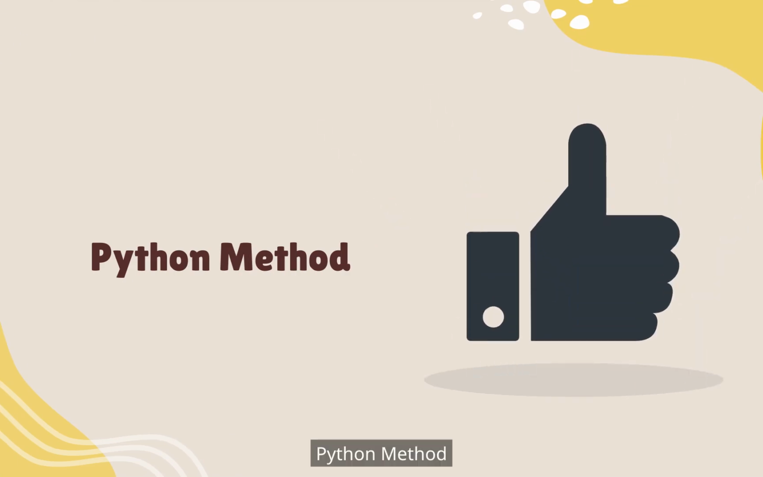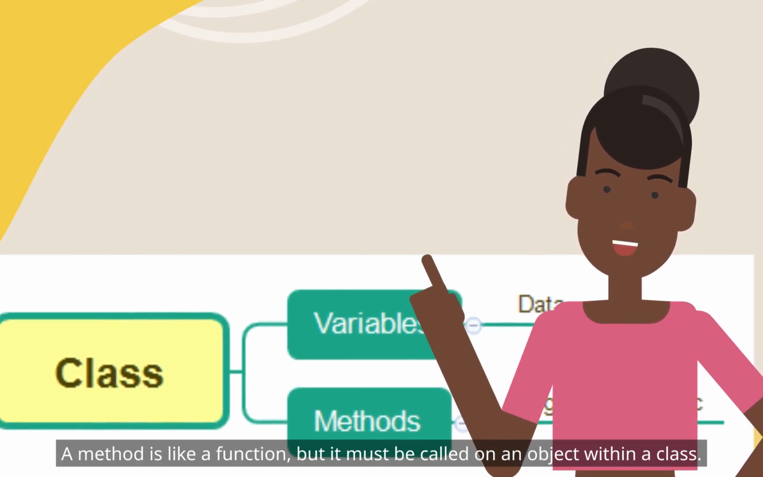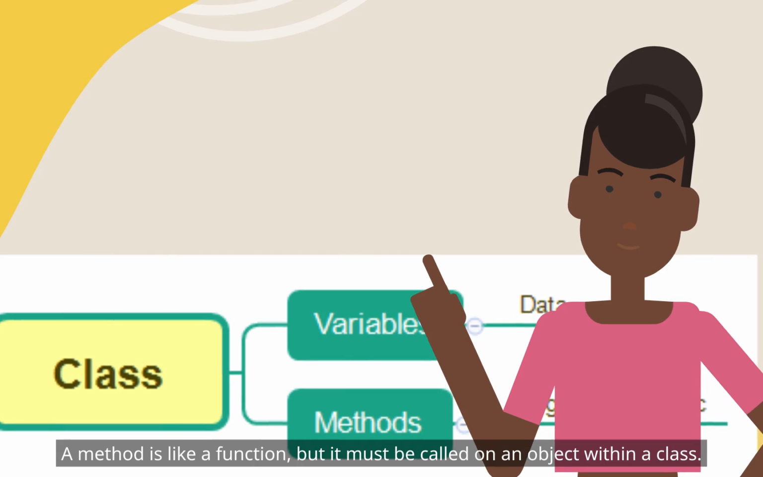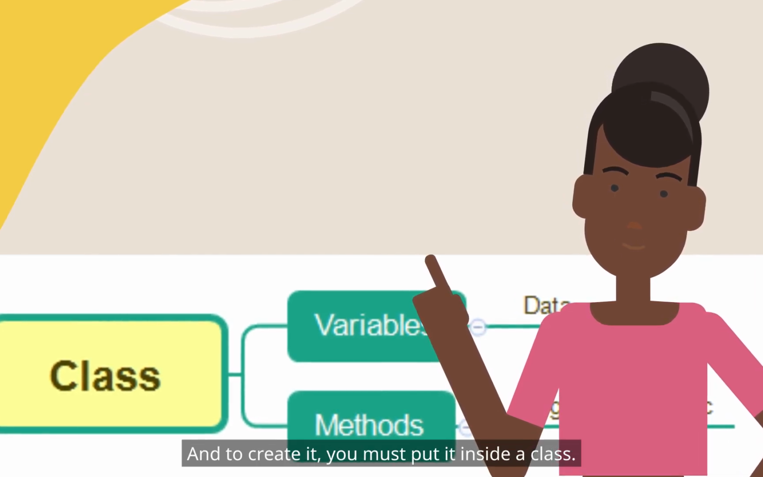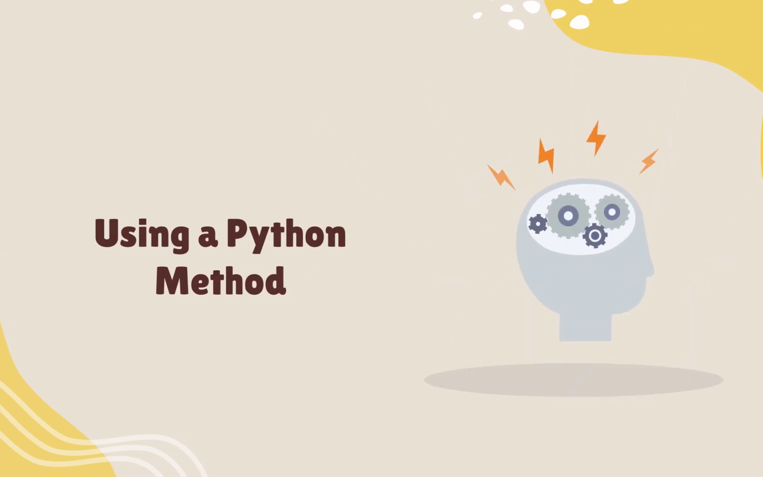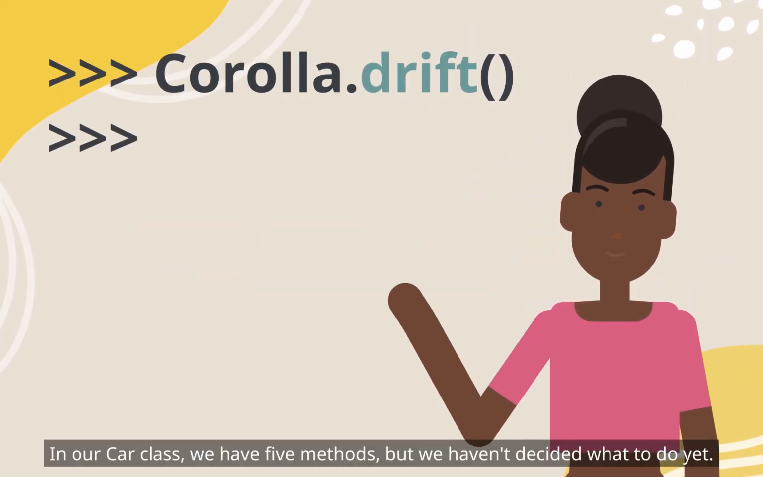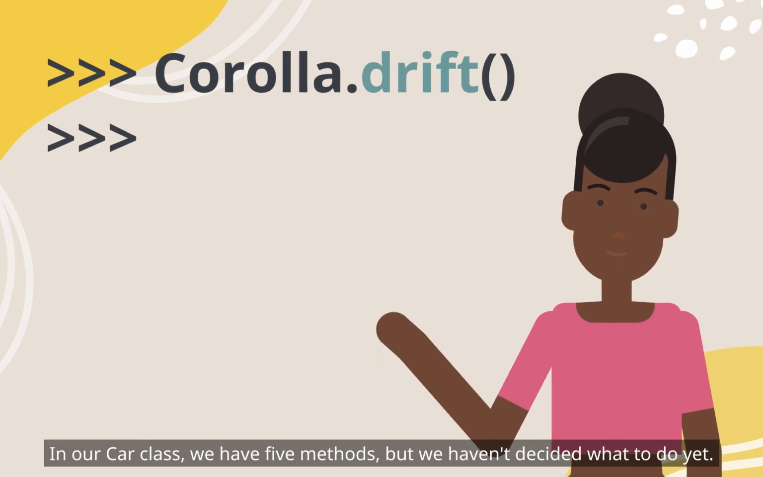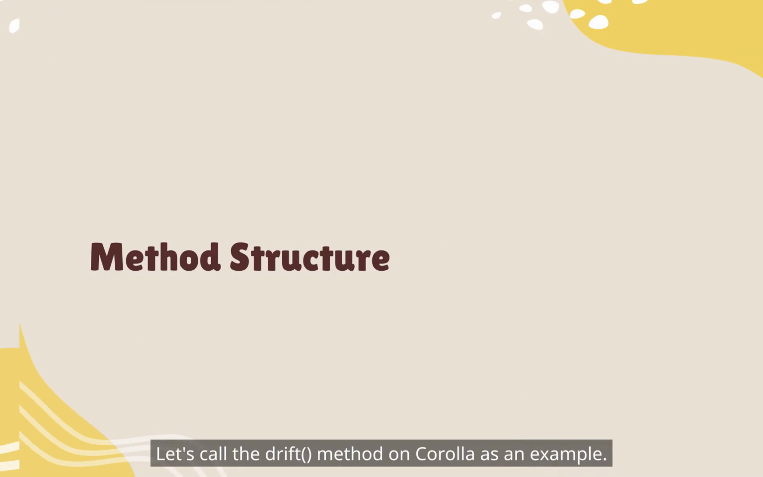Python method. A method is like a function, but it must be called on an object within a class. And to create it, you must put it inside a class. In our car class, we have 5 methods, but we haven't decided what to do yet. Let's call the drift method on Corolla as an example.